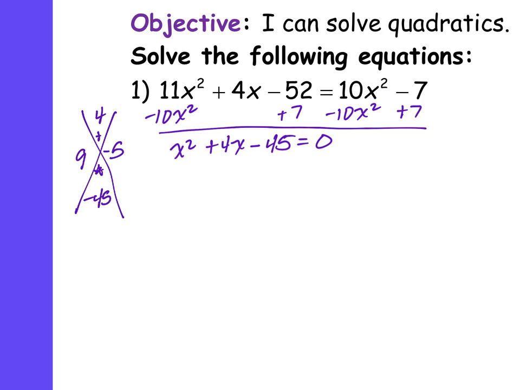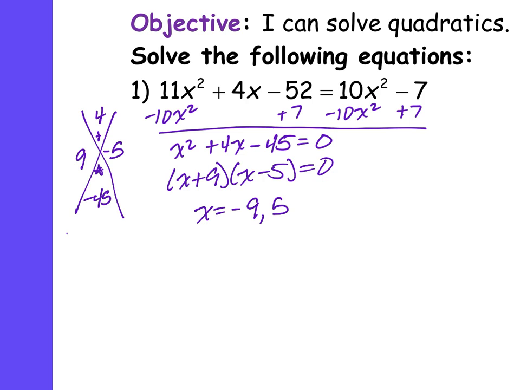So that makes my little graphic organizer true because 9 times negative 5 is negative 45, and 9 minus 5 is 4. So x plus 9 times x minus 5 equals 0. So x is going to equal negative 9 and positive 5. Okay? Questions?